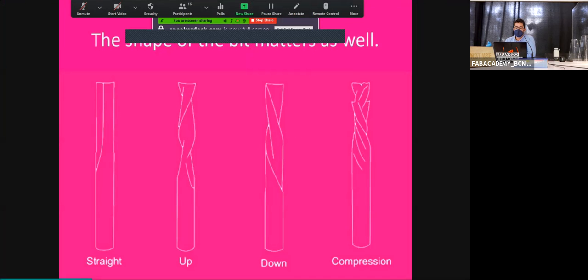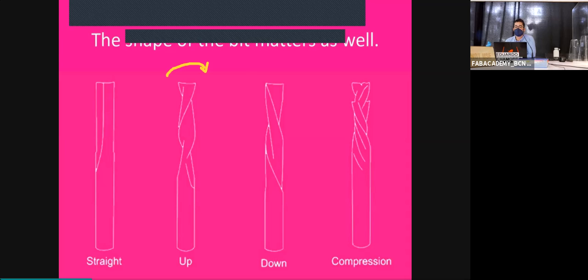When we cut, the machine always rotates clockwise. All the tools always rotate clockwise, okay? Always. When I say always, there are some specific machines that, of course, rotate counterclockwise. But most of the machines that you will find in your life rotate clockwise.